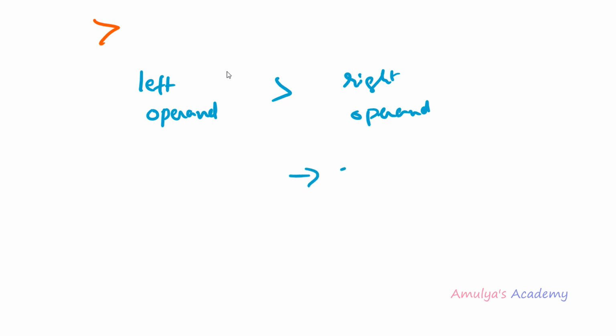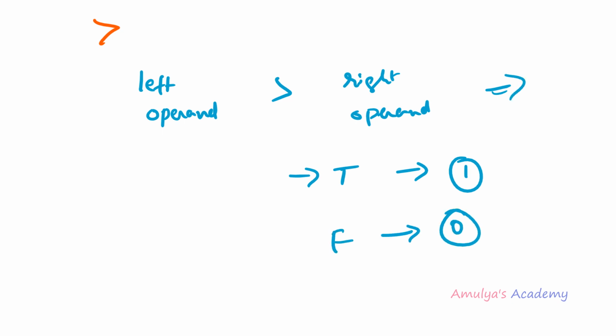This operator will check whether the operand present in the left is greater than the operand present in the right side. We can use this operator like this. We'll have left operand here, and we'll use this operator and right operand. When the left operand is greater than right operand, it will return true, that means we'll get the value 1. If the left operand is not greater than the right operand, that means it will become false, so it will return 0. This operator is used to check in the entered number which is the greater number.